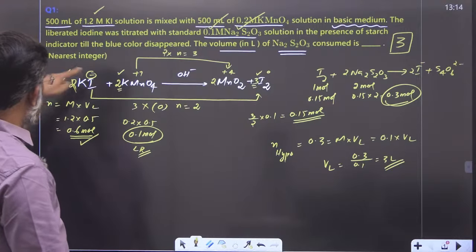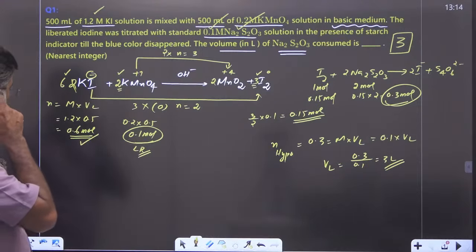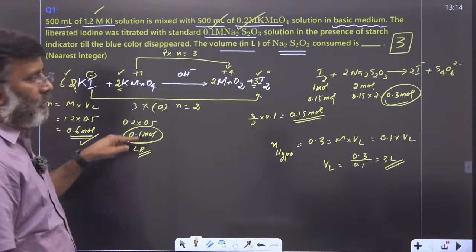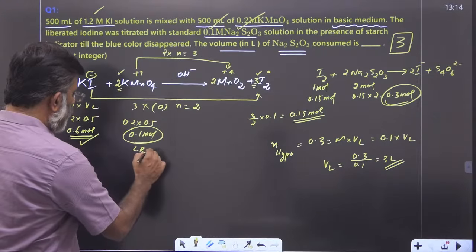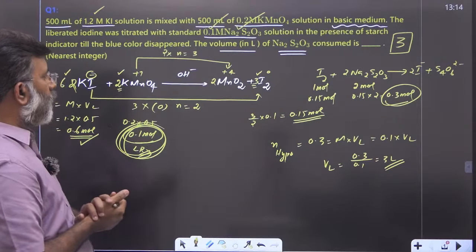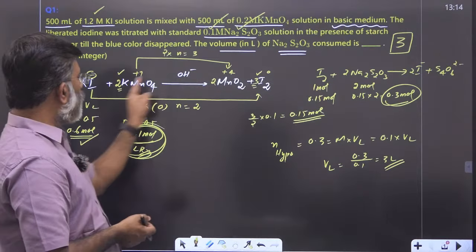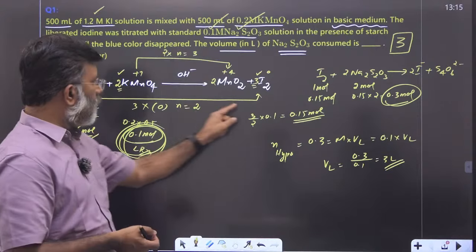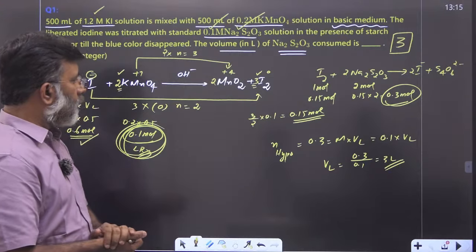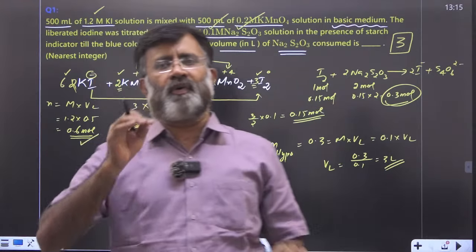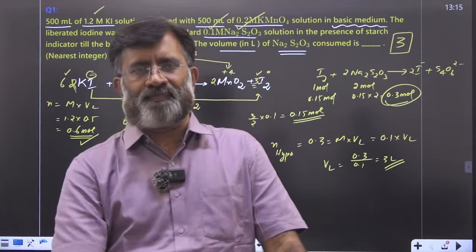0.6 മോളിന് ഇവിടെ വേണ്ടത് by 3 ആണ് കേട്ടോ. by 3 ഇവിടെ നമുക്ക് വേണ്ടത് 0.2 മോൾ വേണം. പക്ഷേ 0.1 മോളേ ഉള്ളൂ. And therefore this is the limiting reactant, and that will decide the amount of I2 formed. 2 മോളിന് 3 മോൾ കിട്ടും. 1 മോളിന് 3/2 കിട്ടും. 0.1 മോളിന് 3/2 into 0.1 കിട്ടും. That means 0.15 mole is the number of moles of I2 obtained.